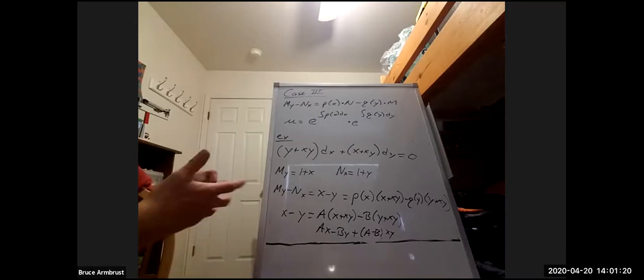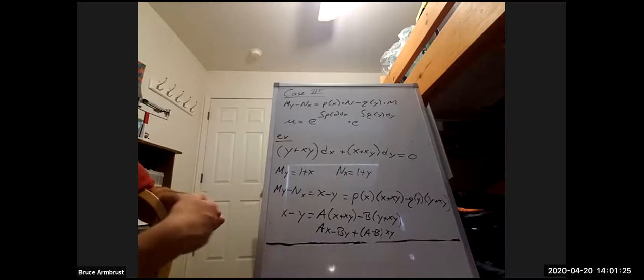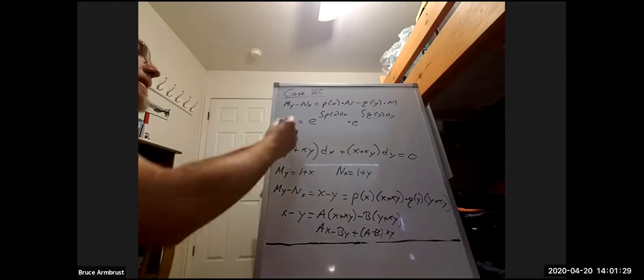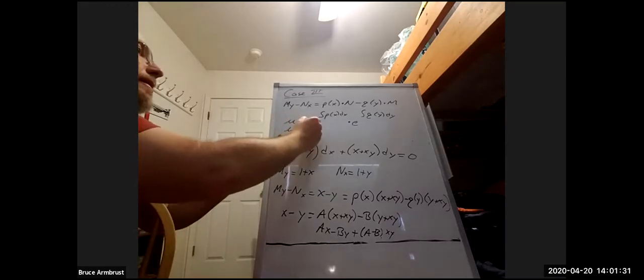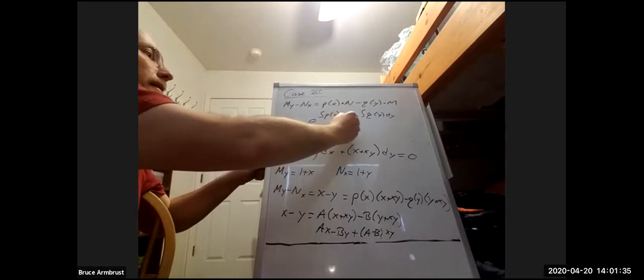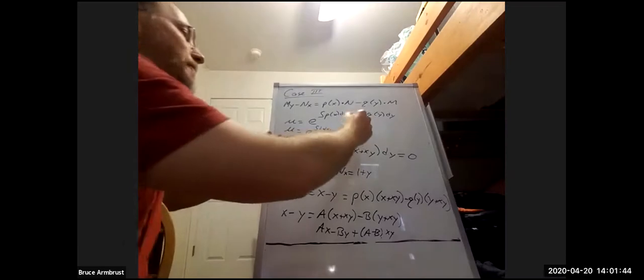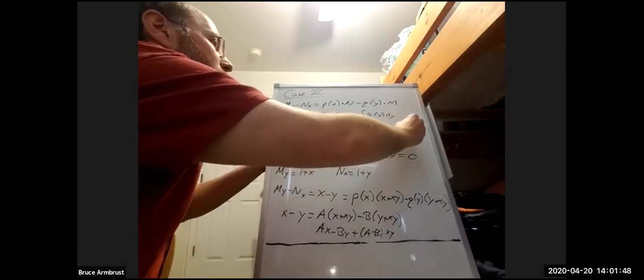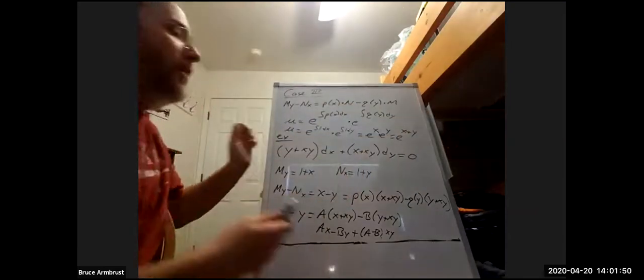So here's where we are then. I've got P of x equals 1 and Q of y equaling 1, which means then the mu I want is going to be e to the integral of 1 dx times e to the integral of 1 dy, which is going to be e to the x times e to the y, or e to the x plus y.